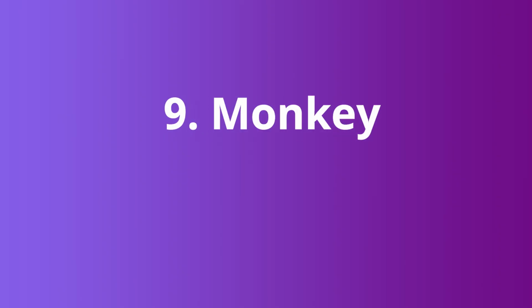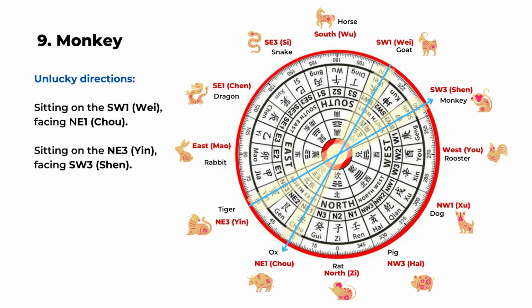The number 9 is the monkey. The monkey's direction is in the southwest 3. So the first unlucky direction is when the house is facing southwest 3 and sitting on the northeast 3. And the second unlucky direction is when the house is sitting on the southwest 1 and facing the northeast 1.